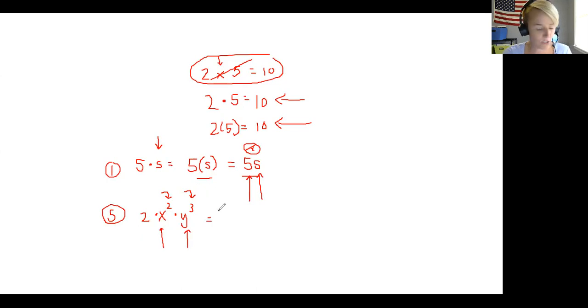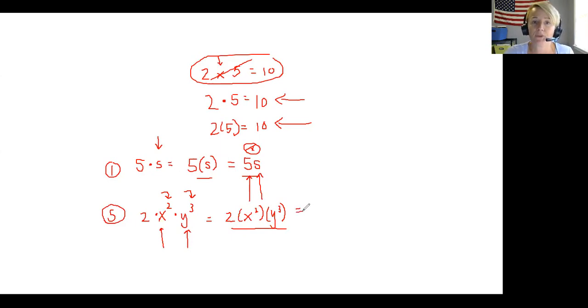So if I'm going to follow the directions and indicate this multiplication problem with parentheses, it would look like this: 2 times x to the second power, which is also called x squared, times y to the third power. So I could use my parentheses, 2, and then put x squared in parentheses, y cubed in parentheses, and this is one of our answers. That demonstrates multiplication with parentheses.